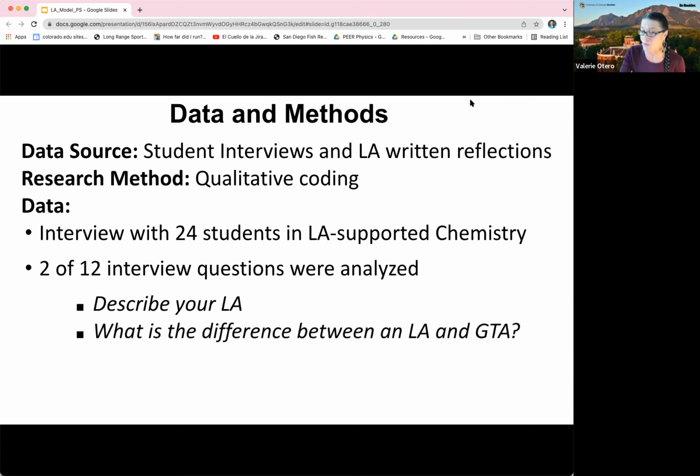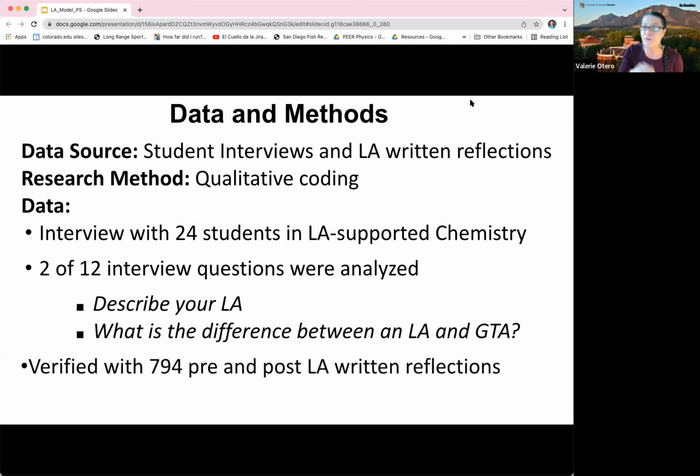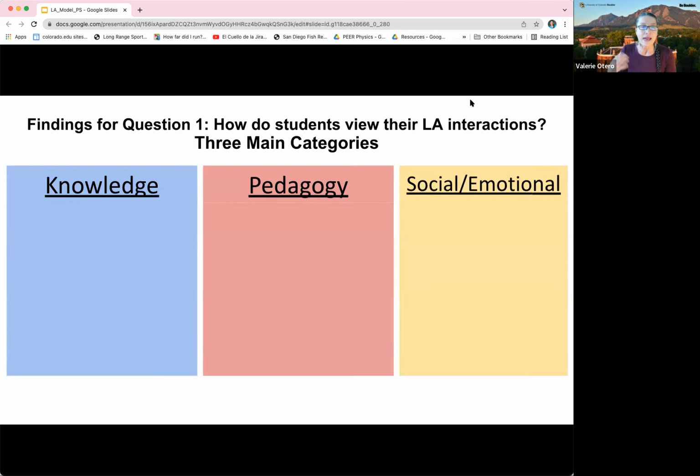Describe your LA, and what is the difference between an undergraduate LA and graduate TA? And then we verified our findings with 794 pre and post LA written reflections before and after they were in LA. So they represented both the student and the LA, and from multiple years and multiple disciplines. And here are our findings.